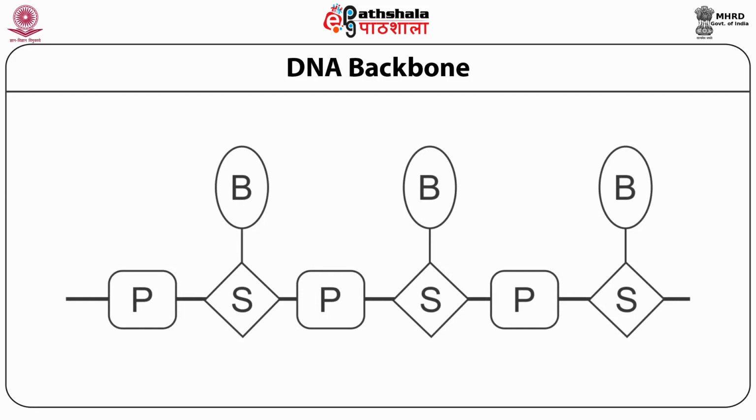DNA backbone. We show in this picture the DNA backbone given by Watson and Crick. It is shown schematically. The backbone is of alternate phosphate, sugar, phosphate, sugar, phosphate, sugar. The bases adenine, guanine, thymine, and cytosine are attached to the sugar units.